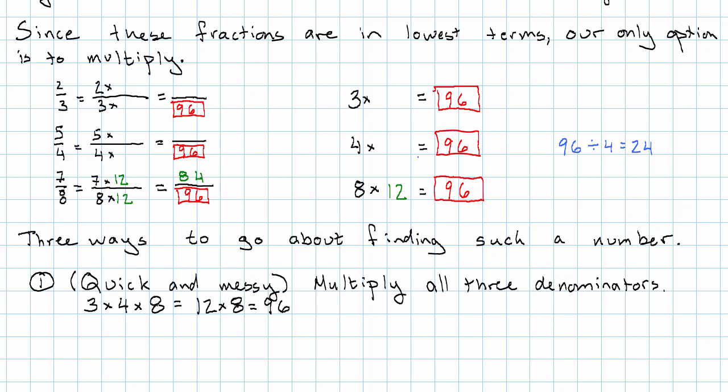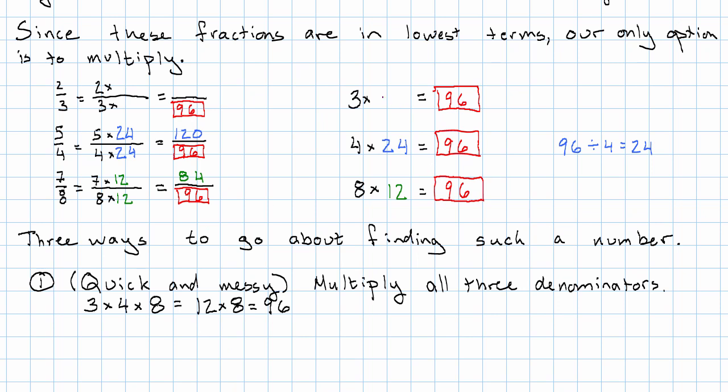96 is 4 times, we can do this division on a calculator if we'd like, 96 divided by 4 is 24. So 4 times 24 is 96. If we're multiplying the denominator by 24, we must also multiply the numerator by 24. So we get 120 for our numerator here.